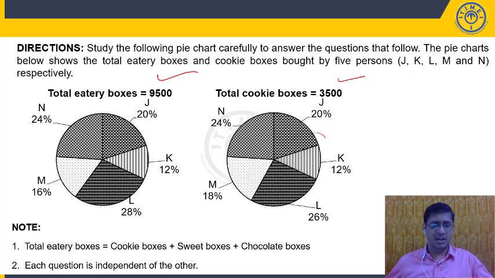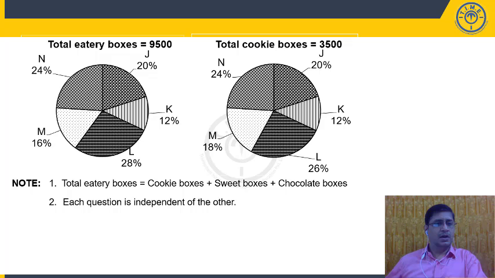What are the other boxes here? The other boxes are sweet boxes and chocolate boxes, because the eatery boxes is equal to cookie boxes plus sweet boxes plus chocolate boxes. Each question is independent of the other, so we cannot carry the information of the previous question into the present question. Okay, independent statements here. Now look at this one.